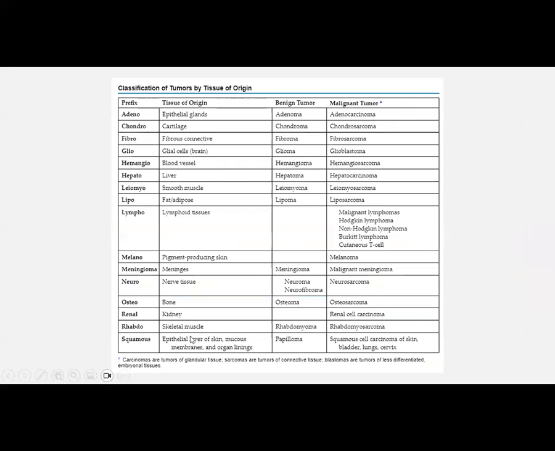This right here, what's it called? Like neuro cancers, like the classification of tumors by tissue of origin. So neuro, you could have nerve tissue, neuroma, neurofibroma. So those are your benign ones, and the malignant ones are your neurosarcoma. So basically just kind of showing you the tissue of where it first started, and then there's the cancer.